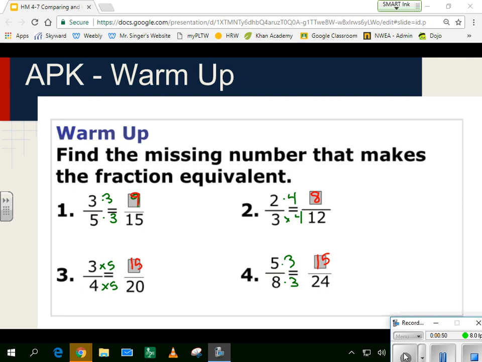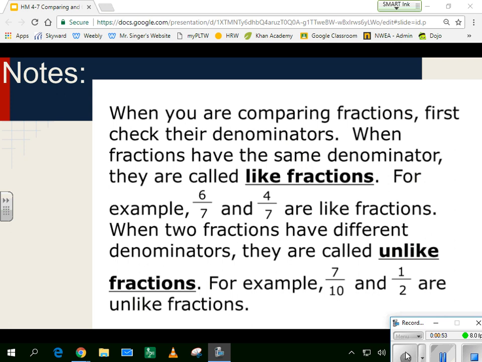All right, let's get into our new knowledge today as we move forward. Here are a few notes that I want you to make sure you write down. Now, when you're comparing things, remember, you're trying to see what's different about them. And if you're ordering them, we usually put the lowest value to the highest value or vice versa. So when we're comparing fractions, the first thing you want to always look at is the bottom number or the denominator, D down. So when fractions have the same denominator, we call those like fractions.